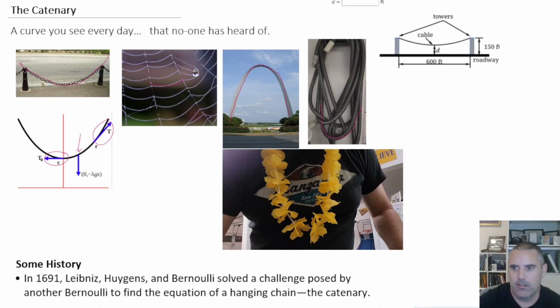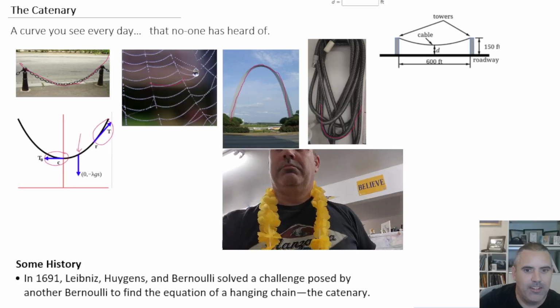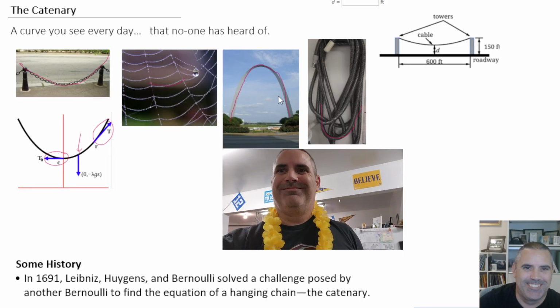So here's a lei. I was trying to look for things around my house. So I found the vacuum tubes. But let me show you something here. So here's this. This is the shape. That's a catenary. All right, and there's the fool wearing it. And let's see if we can find another one here.